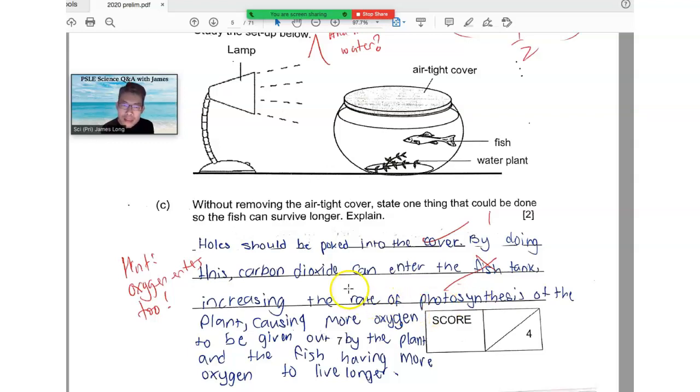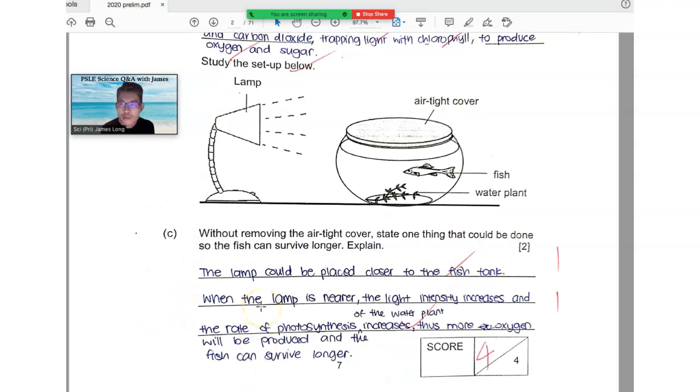So here the better answer definitely does not talk about carbon dioxide entering and increasing the rate of photosynthesis. The fish will be dead by then if it requires this 0.03% of carbon dioxide to come in. Focus more on getting oxygen directly. So oxygen will dissolve on the surface. The fish will go up to the surface and take in the dissolved oxygen. So this is one of the straightforward answers.